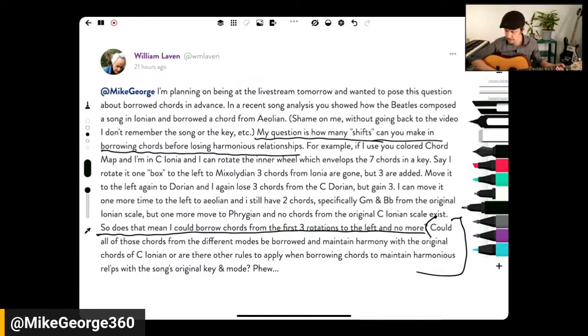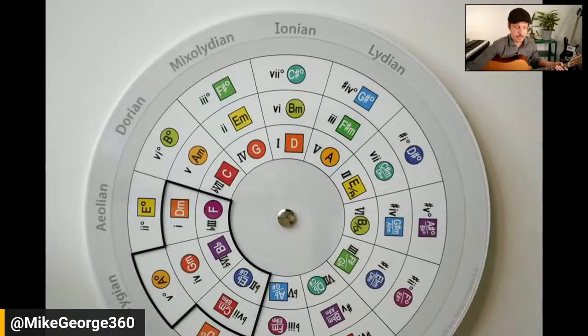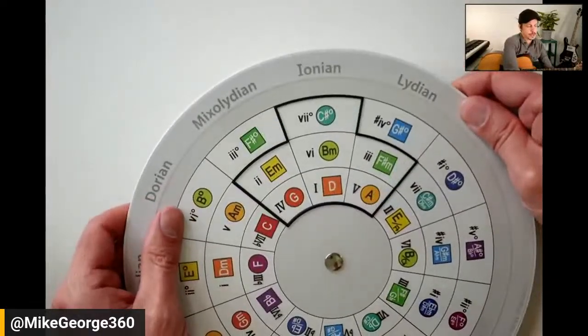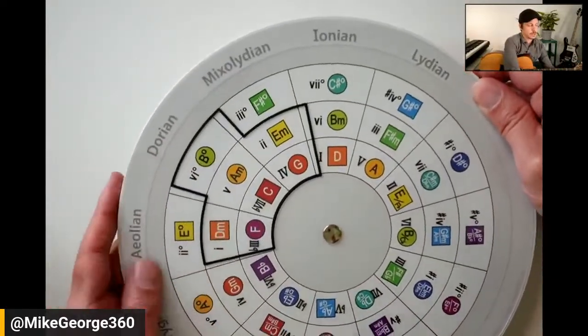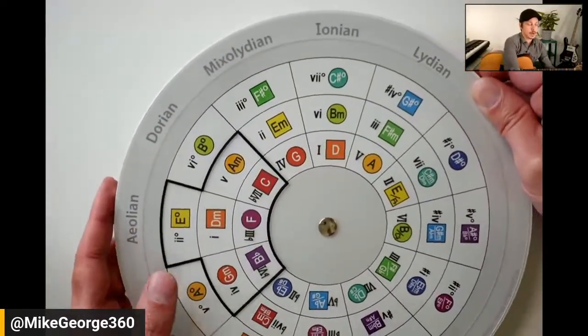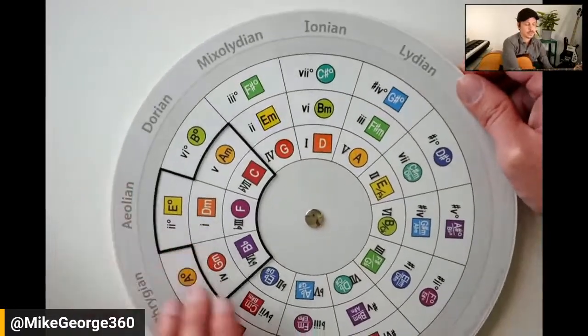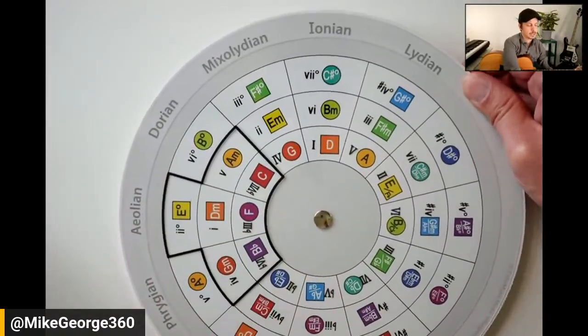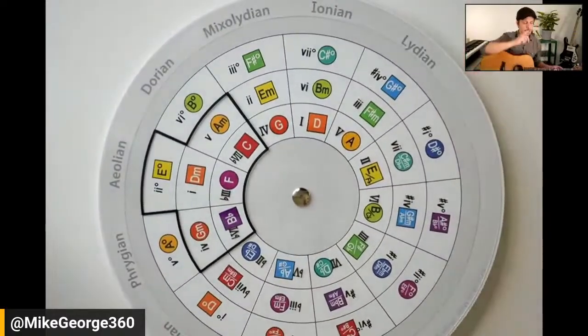Okay, so does it mean that I could borrow chords from the first 3 rotations to the left and no more? It's more common. It's not to say that thou shalt not. So, assuming you're in Ionian, you've got 1 Mixolydian, 2 Dorian, and 3 Aeolian. It is more common because they're closer in harmonic relationship. There's more overlap.